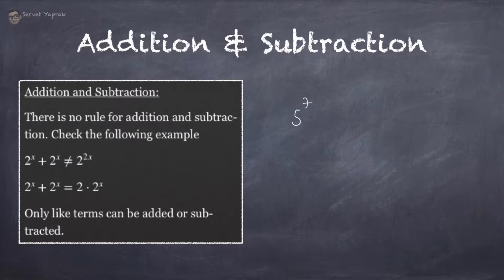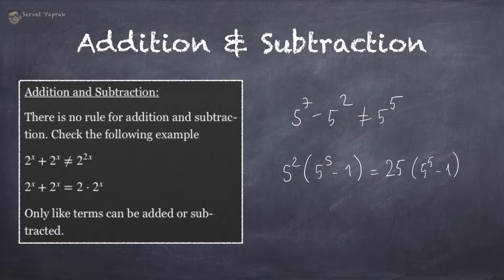Let's say we want to subtract 5 to the power of 7 minus 5 squared. The result is not 5 to the power of 5. Again, this is a common mistake. Don't do that. But we can actually use a common factor. If we use 5 squared as a common factor, in brackets we can write 5 to the power of 5 minus 1, because if we distribute 5 squared into the brackets, we will have the same expression. So this is equal to 5 squared, which is 25, times 5 to the power of 5 minus 1, which stays as it is.